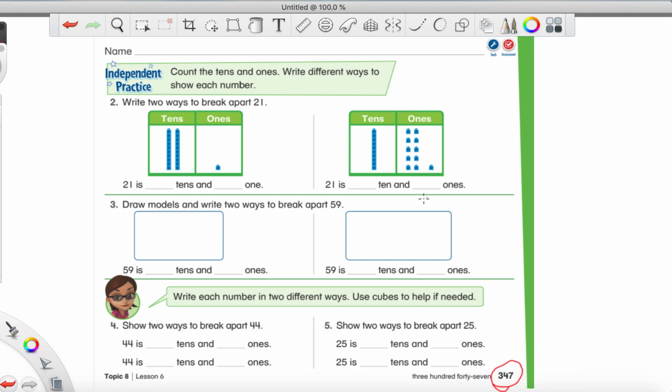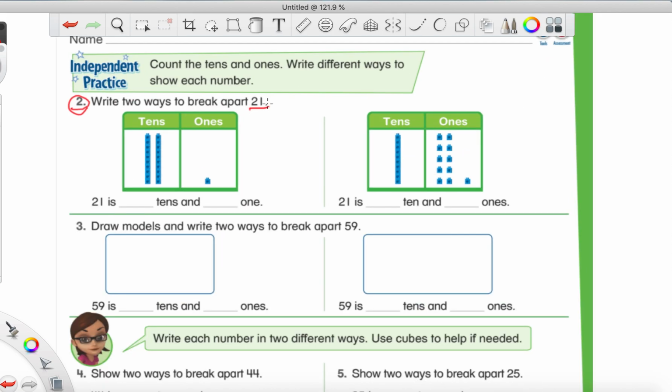And we're actually going to do this whole number 2 part up here. And you're going to try this one all on your own. Okay, I'm going to read it to you so you know exactly what we're doing. It says, write 2 ways to break apart the number 21. Actually, let me zoom in just a smidge here.